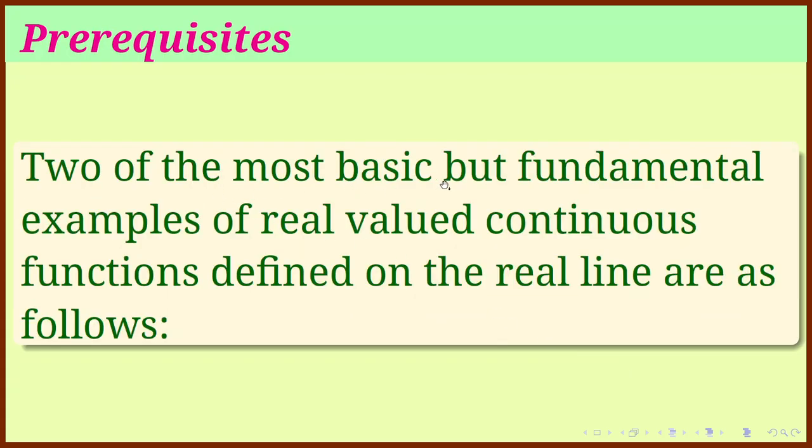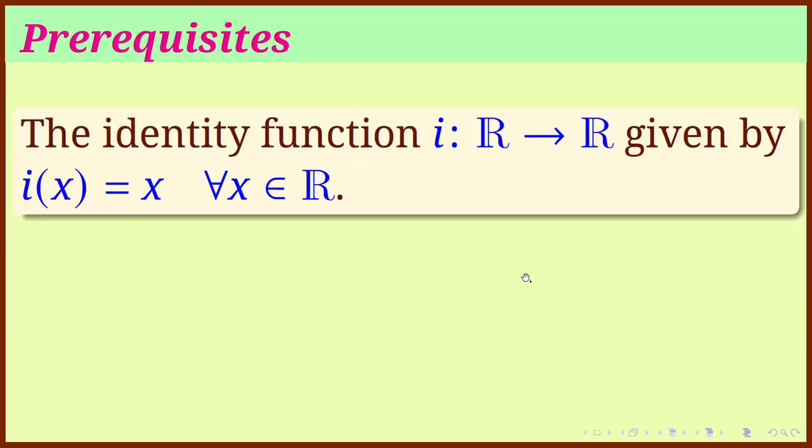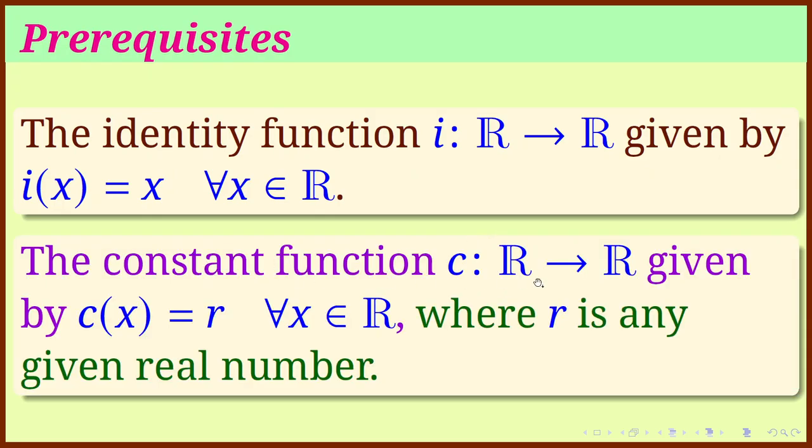Two of the most basic but fundamental examples of real valued continuous functions defined on the real line are as follows. First one is the identity function I from R to R given by I(x) equals x. This is a real valued continuous function on R. And the other one is the constant function C from R to R given by C(x) equals r for all x in R, where r is any given real number.